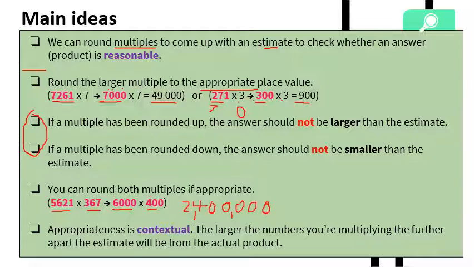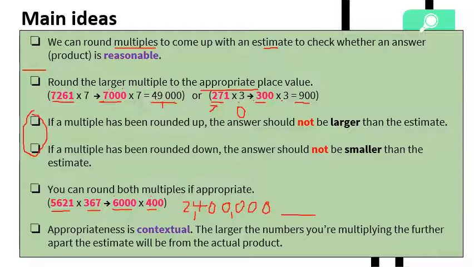Lastly, what is an appropriate place value, or what is an appropriate or reasonable answer, is contextual. So for example, my answer here, 49,000, you'd want it to be close to 49,000, but if it's a few thousand off, it's fine because we're dealing with thousands. If it's tens of thousands off, then that's probably unreasonable.